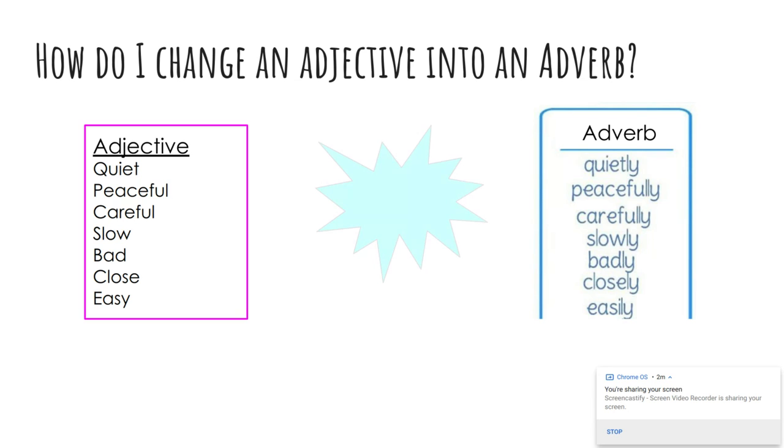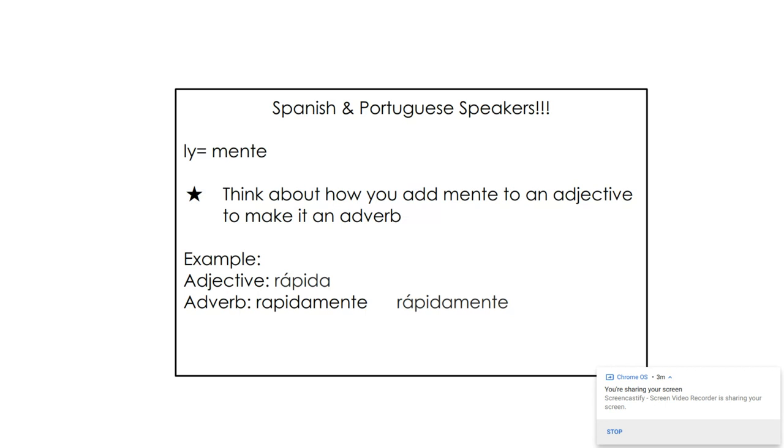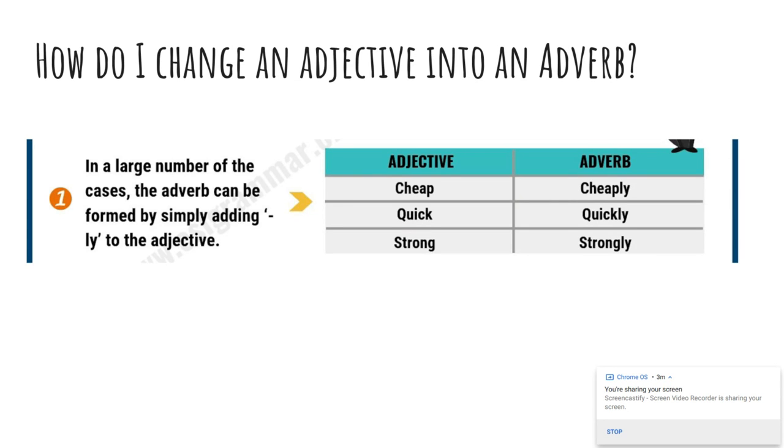You should notice something about these adverbs. They all share one thing, which is ly. So for most adjectives, if we add ly, they become adverbs. Think about ly, especially if you're a Spanish or Portuguese speaker. Ly is the same thing as mente. Please think about how you add mente to an adjective to make it an adverb in your native language. So for example, the adjective rápida becomes rápidamente, just like quick becomes quickly. So that's how most of the adjectives will change to adverbs.